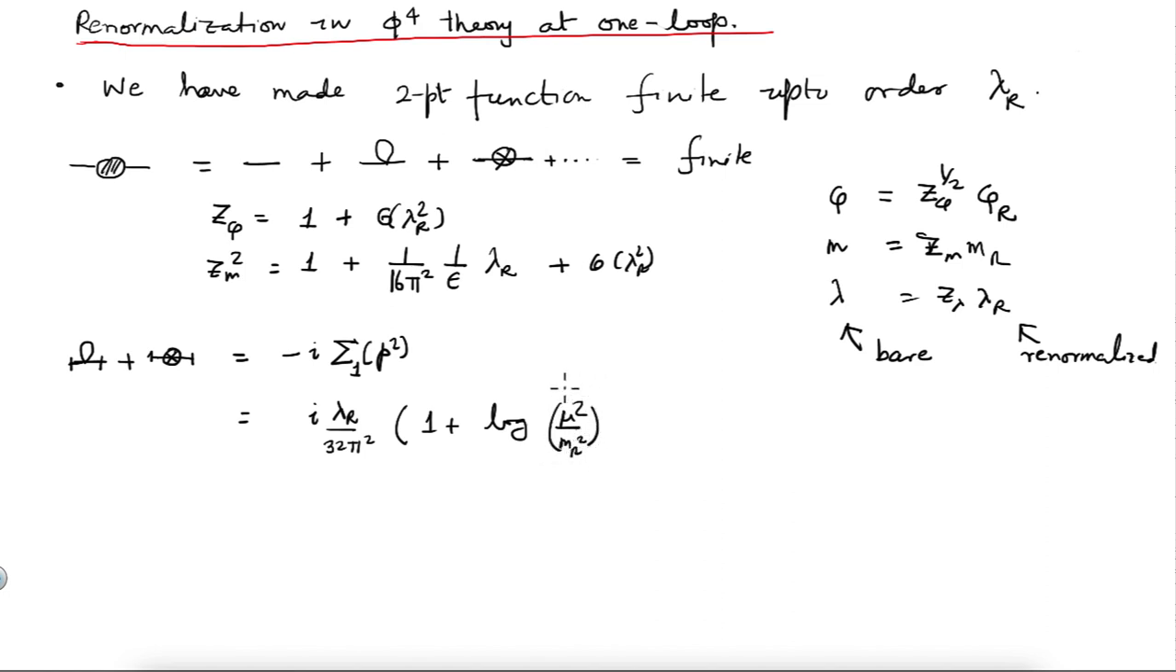This is good because log should have in its argument a dimensionless object. Otherwise there is no meaning to the argument. This is correct because you have mass dimension 2 in the numerator and mass dimension 2 in the denominator, so log has an argument which is dimensionless. And then log of 4 pi minus Euler gamma, e to the minus Euler gamma times mr squared.